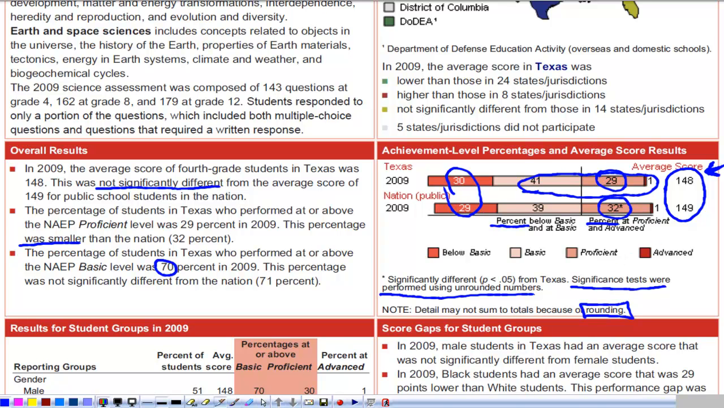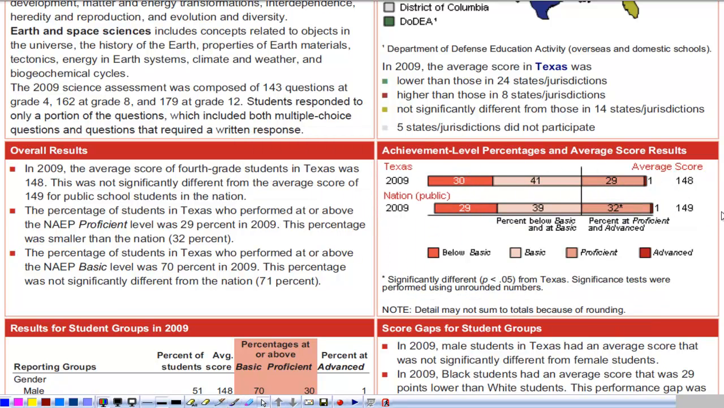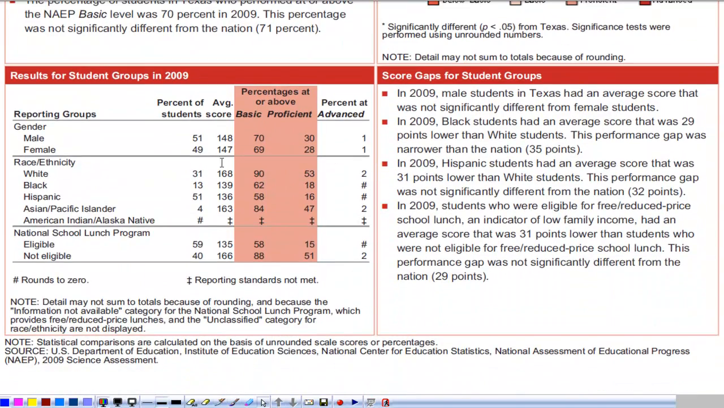Okay, so let's move down here, and I'm going to have to erase the screen to be able to move down. And now we're going to look at this last chart here. And our conclusions are over here. There are 4 bullet points that this report card has pointed out for us.